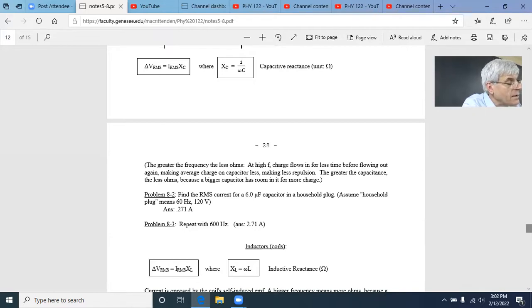And then just to illustrate how frequency has an effect when it's reactance rather than resistance, because again, frequency is irrelevant if you're talking about resistance, just to show you how it changes, run through it again with 600 hertz.